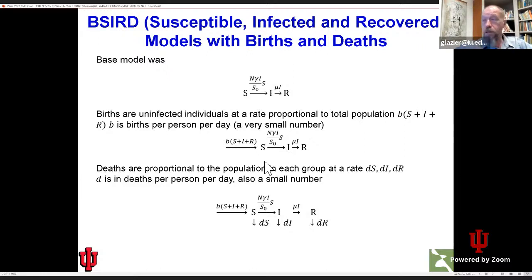You could certainly elaborate on the model that way. And so we'll assume that there's some B, which is a birth rate, that's proportional to the total population. And of course, if we're trying to figure out births per day, that's a very small number. In the United States, the average woman will have during her lifetime about 2.1 children.